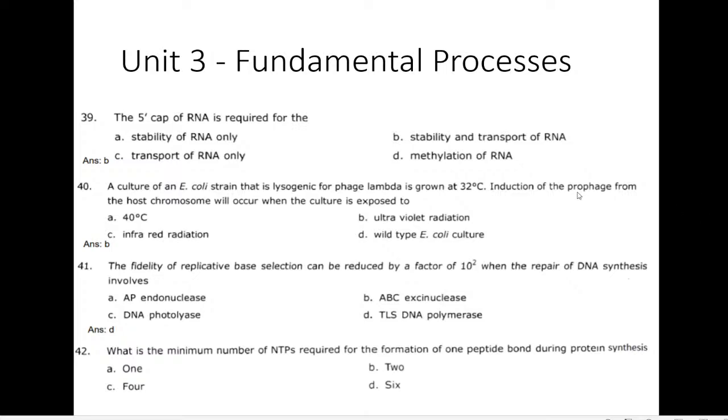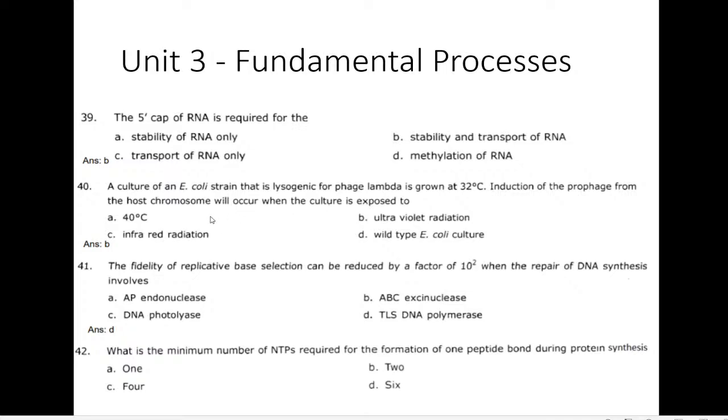Then the next question is about the culture of an E. coli strain that is lysogenic. Here the process is called lysogenic for phage lambda, grown at 32 degrees Celsius. This is the statement they provided: the E. coli strain that is lysogenic for phage lambda is grown at 32 degrees Celsius. Induction of the prophage from the host chromosome will occur when the culture is exposed to.